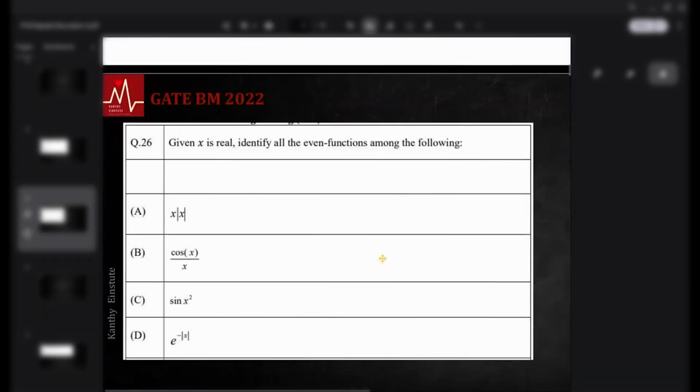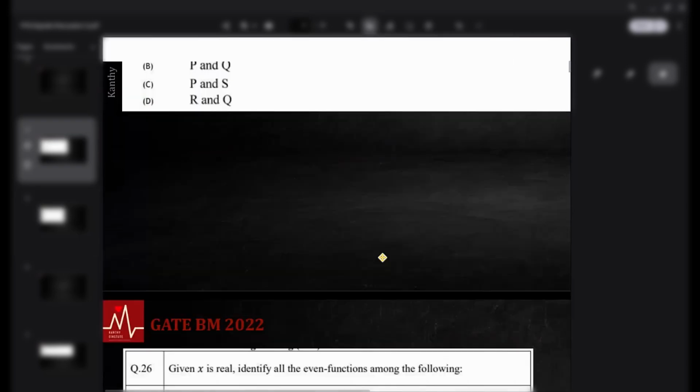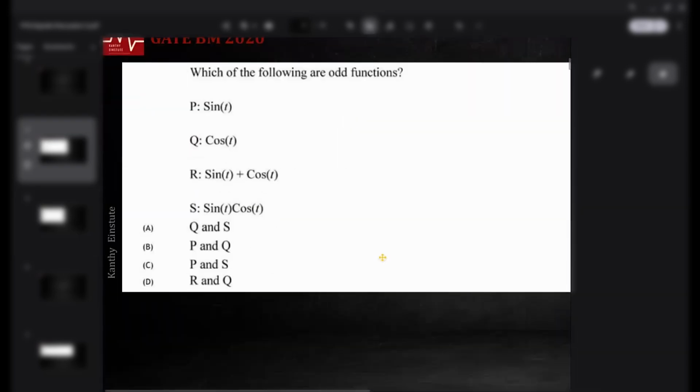So the question was not visible. Now all of you are like even odd functions. Which of the following are even odd functions? Can anyone figure out the odd functions here? I'll give you like 30 seconds.